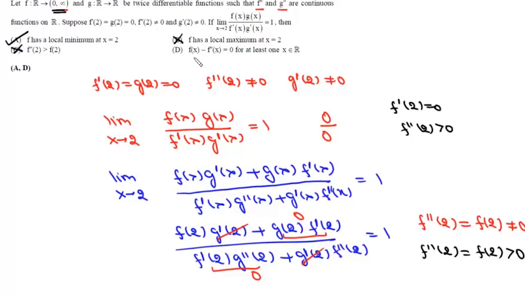Now it says f(x) minus f double dash x equals 0 for at least one x belongs to R. We know that this is true for x equals 2. That means this option D is also correct. So the correct options are A and D.